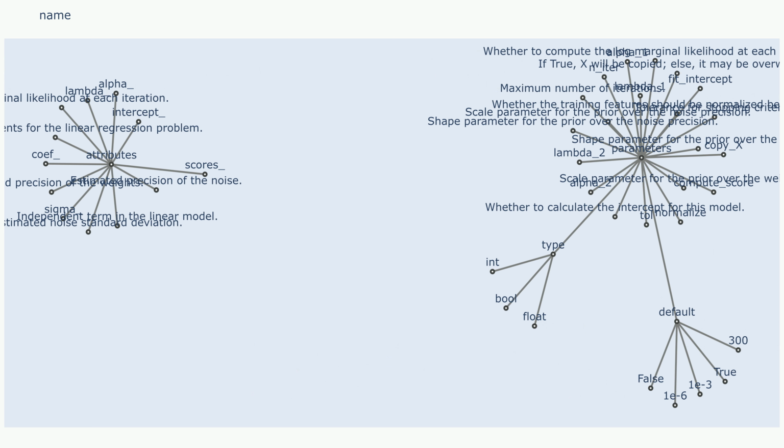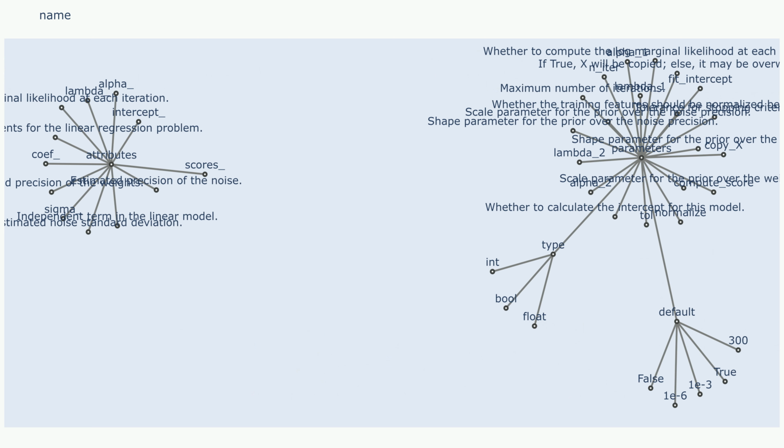How it works. Prior distribution. BER assumes a prior distribution over the model parameters, which reflects the initial belief about their values. It uses Gaussian priors for both the weights and the noise precision, the inverse of the noise variance.